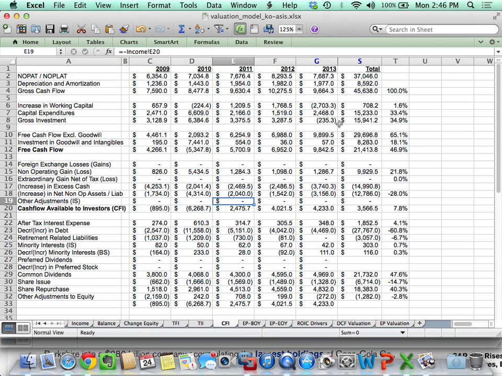When you answer questions in this class, and this applies to both the ROIC tree and to the CFI, you must refer to specific numbers. You can't just say the ROIC got worse. Because if you say the ROIC got worse, there's a 50-50 chance that you could be right, even if you don't know what the numbers are.